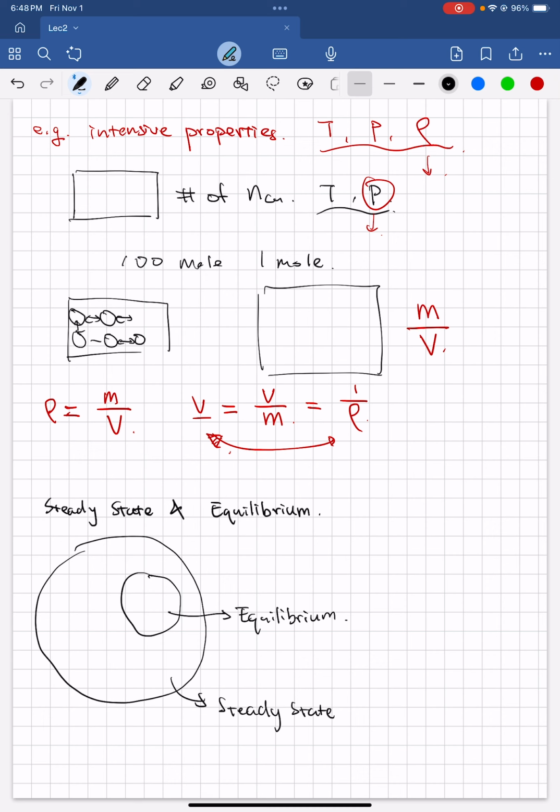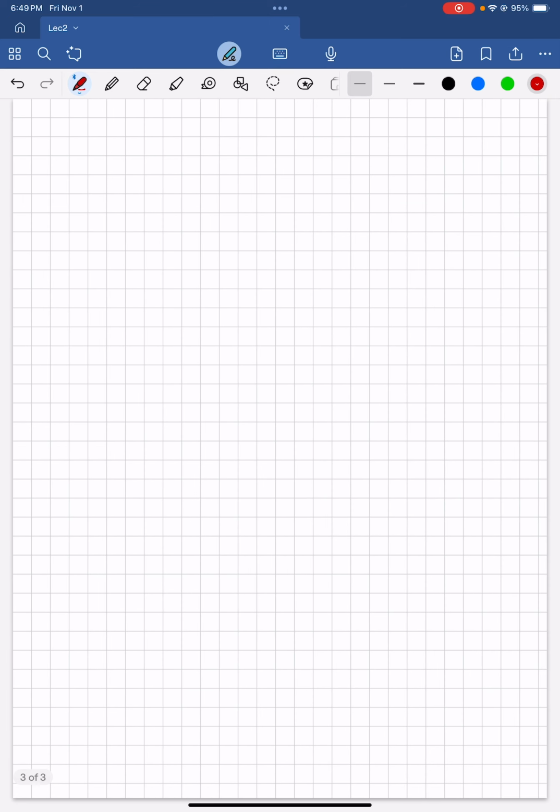So, what is steady state? The definition of steady state is that the system doesn't change with time. So, as time goes by, delta U equals 0, delta S equals 0. This is entropy, by the way. Delta H equals 0. This is steady state.